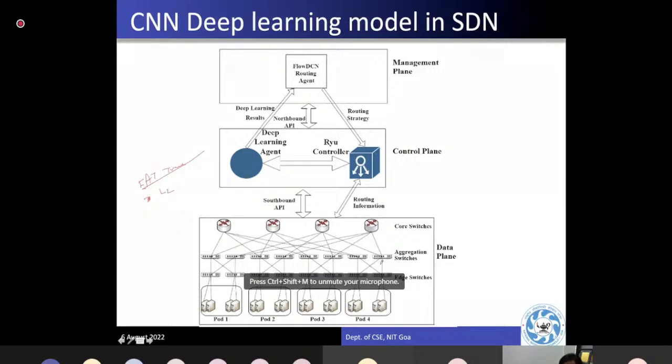Okay, so the idea is someone is requesting some data from this server, or there is routing from this server to this server. Don't forget about pod 1 and pod 2. The idea is that we are going to update the table or the routing with minimum delay or maximum throughput. That is the target.